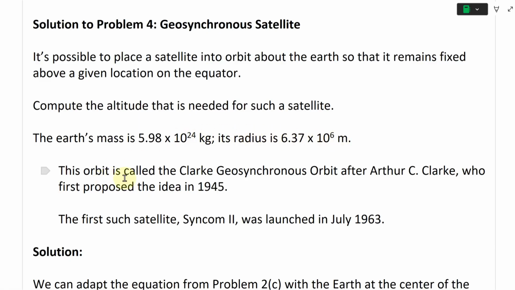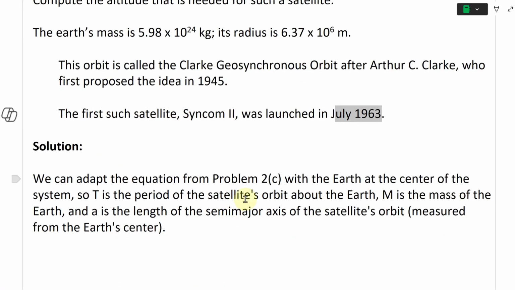All right, and this orbit is called the Clarke geosynchronous orbit after Arthur C. Clarke, again, the 2001 Space Odyssey guy, who first proposed the idea in 1945. I think that's the end of World War II there. So the first such satellite, Syncom 2, was launched in July 1963. So he was way ahead of his time. 18 years later is when they first launched it. So fascinating stuff.